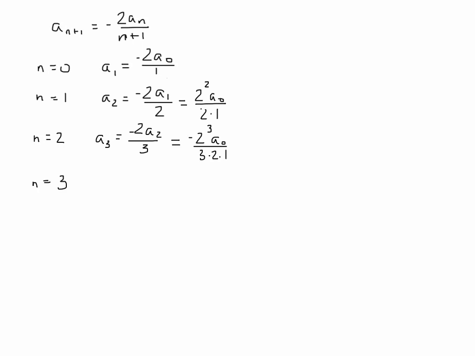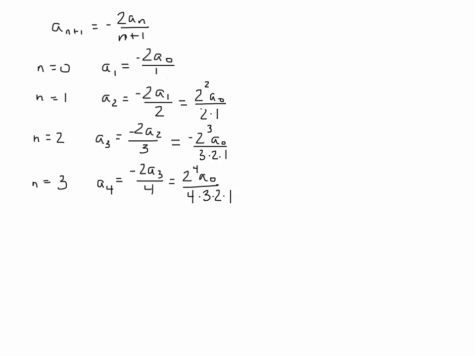I'm going to do one more. Really, I just keep going on this until I can see a definite pattern. So a4 is going to be negative 2 a3 divided by 4. That's plugging in n equals 3 into this above equation. And so that is now negative 2 times negative 2 cubed, which is positive 2 to the 4th, a naught, divided by 4 times 3 times 2 times 1.